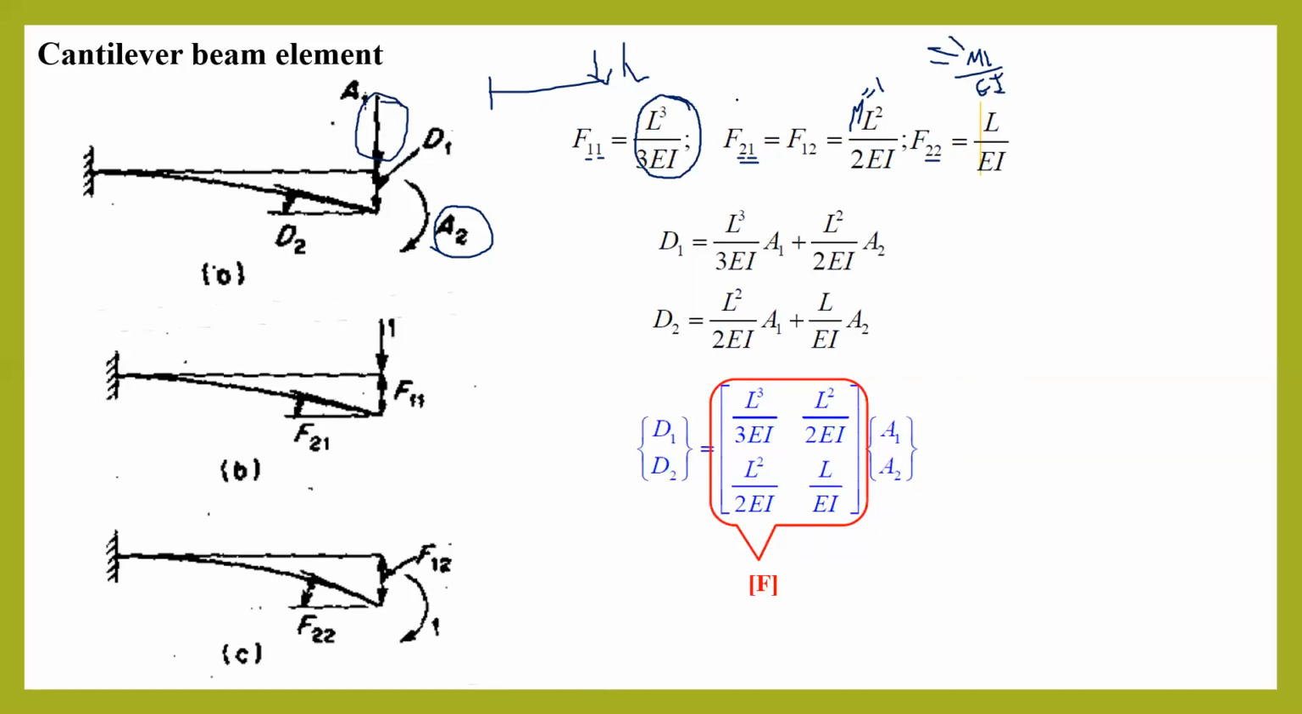So using the concept of symmetry, Fij is equal to Fji. So now this is how we get the expression, so D is equal to F into A. So this is the 2 by 2 matrix for the calculation of flexibility matrix, when we choose both force and moment as redundants.